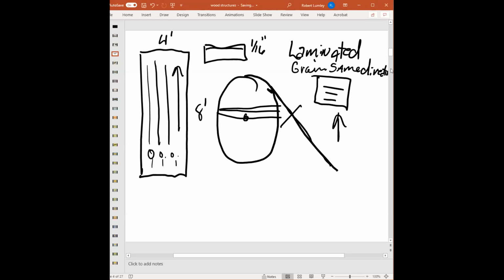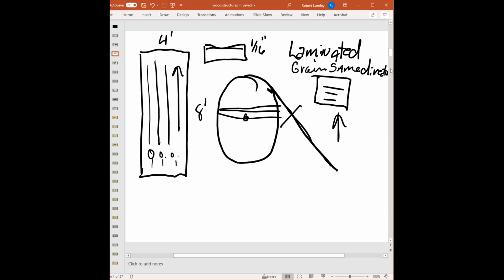Okay. Now, you might run across this type of question, and that is, what type of wood can replace solid wood? Okay. We can use laminated wood in place of solid wood. Are we good with that? Yeah, pretty straightforward. Okay.